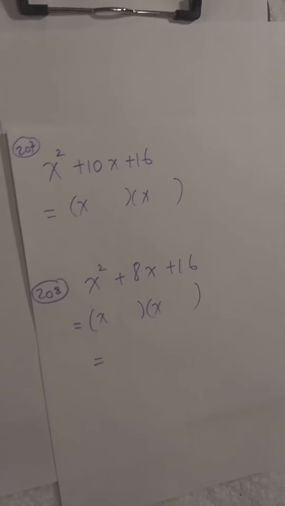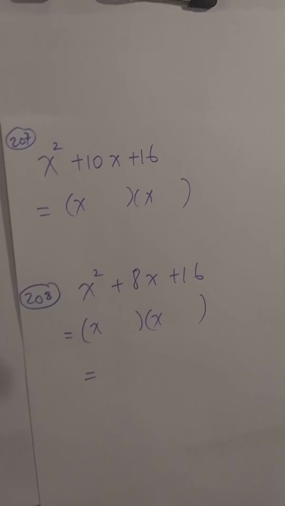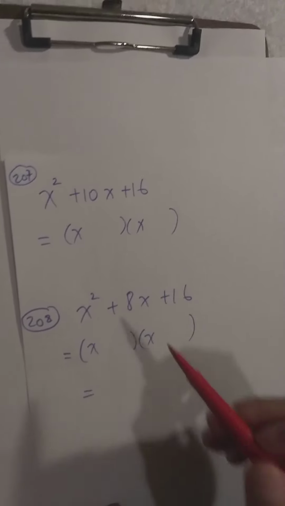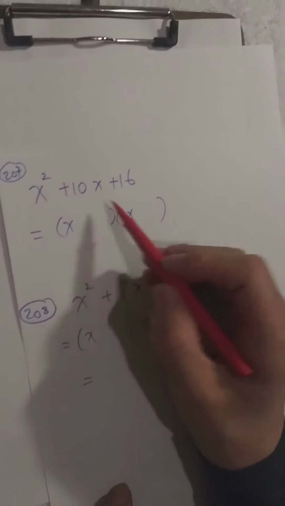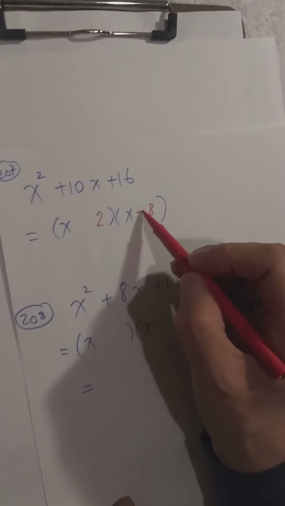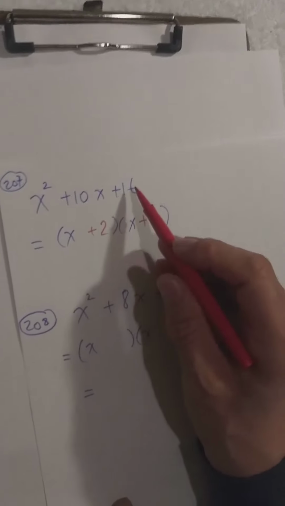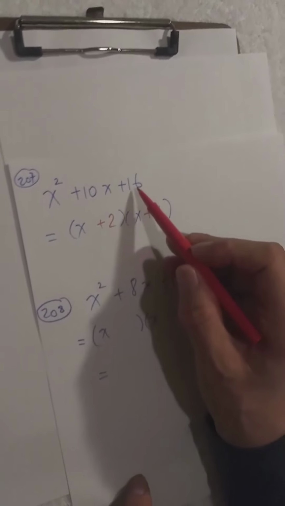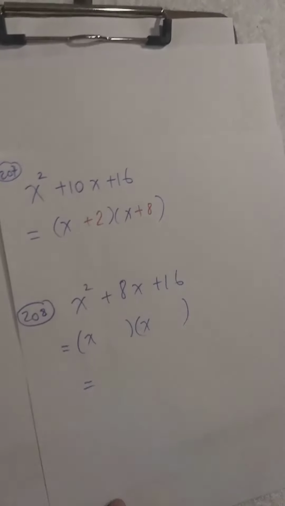Here we have 10x plus 16. So we need two numbers with product 16. It's not 4 and 4, because 4 plus 4 does not give you 10. It'll be 2 and 8. And they're both positive. 2 plus 8 is 10, 2 times 8 is 16. So it's 2 and 8.